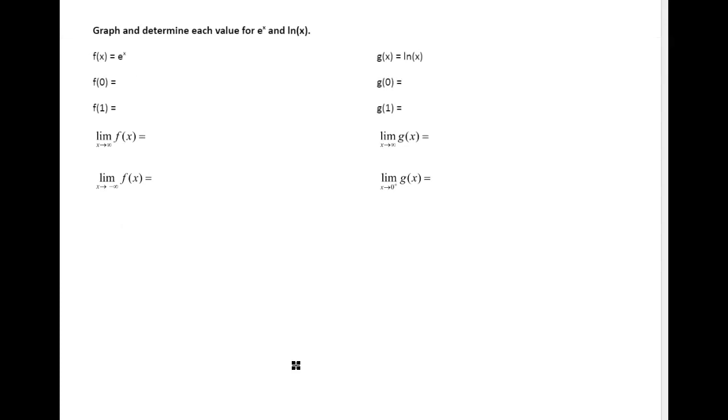We're going to use a graph for e to the x. So e to the x is exponential growth. Remember, e is about 2.71828. So if I plug in 0, anything to the 0 power is 1. And if I plug in 1, I would get 2.71828. And then it grows. It does have a horizontal asymptote at y equals 0.